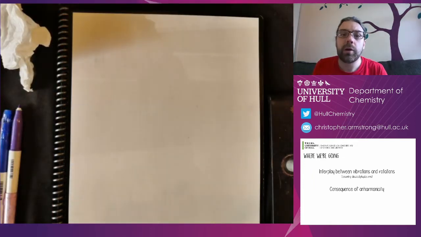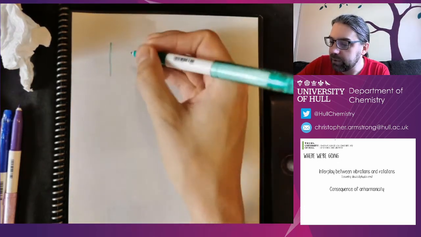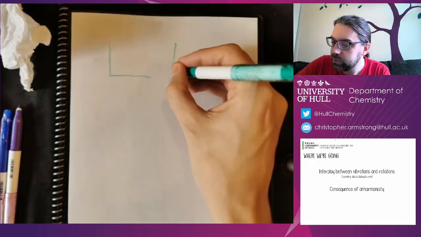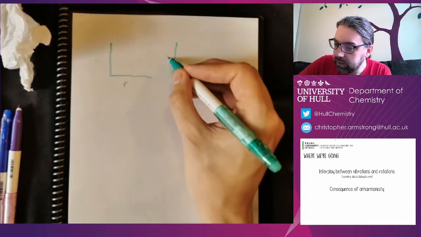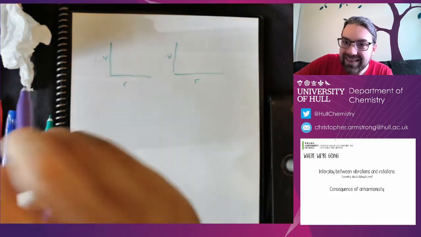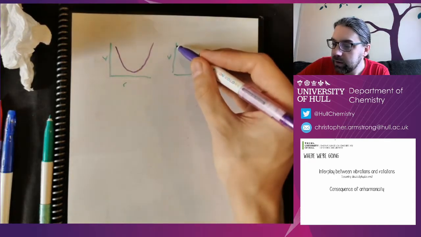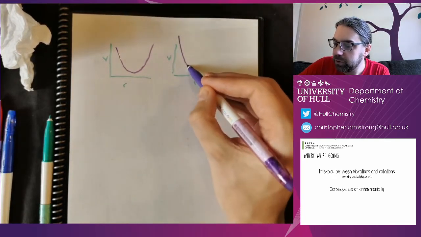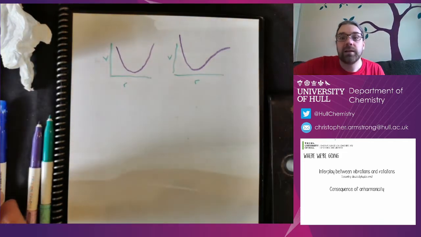I'm going to quickly draw out the two potential wells that we'd be interested in when we're talking about vibrations here. So bond length R, and then the potential energy. In the harmonic oscillator, it's completely symmetrical. It's just a parabolic curve. In the anharmonic oscillator, there is a distinct shape to it.